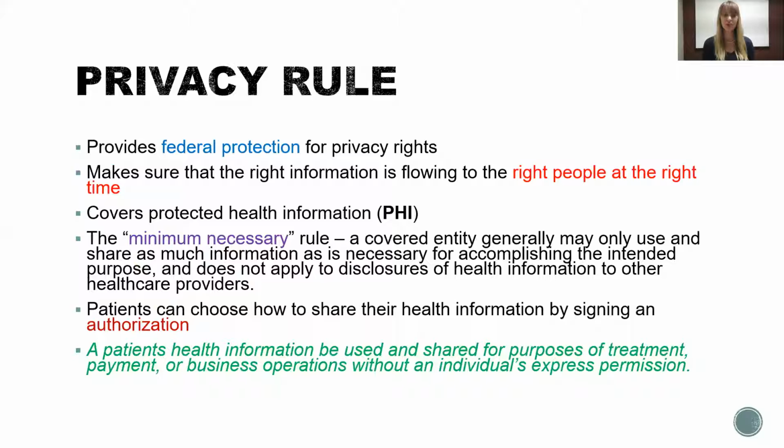The minimum necessary rule states that a covered entity generally may only use and share as much information as is necessary for accomplishing the intended purpose, and it does not apply to disclosures of health information to other healthcare providers. So patients can choose how to share their health information by signing what's called an authorization. In this authorization, they can designate who they want to share their health information with. And if someone's listed on an authorization, then you are allowed to share their health information with that person. A patient's health information can be used and shared for the purposes of treatment, payment, or business operations, and that doesn't need the individual's express permission.